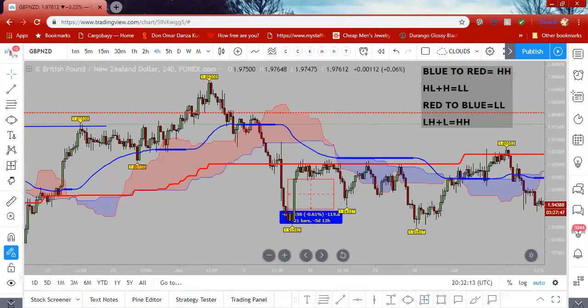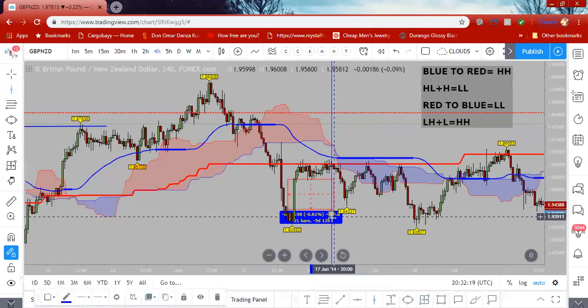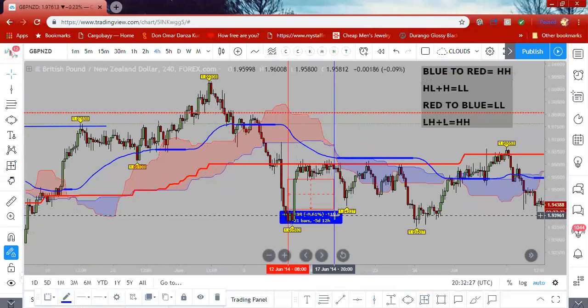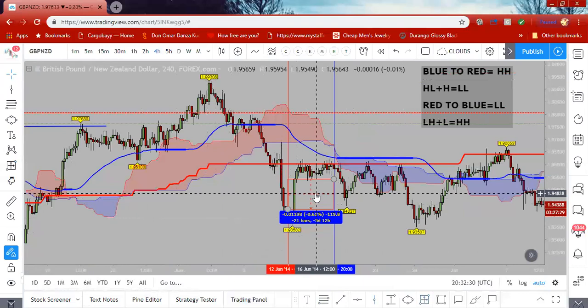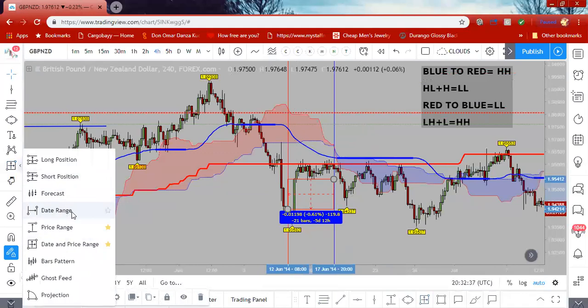Red to blue, buy. Red to blue, buy. Boom, sell. This date range tool, this is right here. As you see, this is what I use for this. Oh wait, no, this is what I used. My bad.